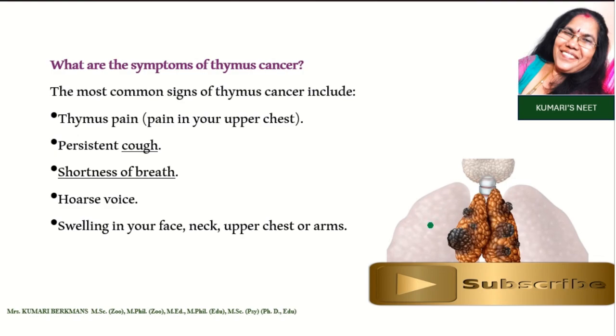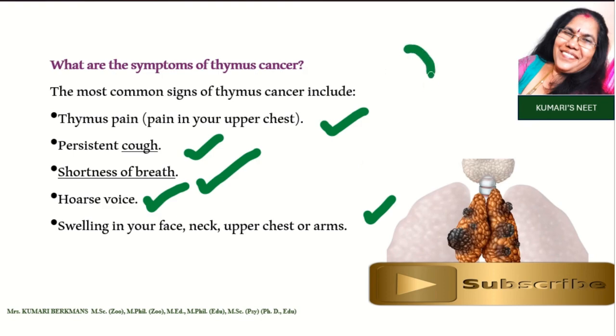And sometimes it will be affected by cancer. Now let us see what the symptoms of thymus cancer are. Pain in your upper chest, persistent cough, shortness of breath, hoarse voice, your voice becomes a little bit hoarse, swelling in your face, neck, upper chest or arms. So these are the symptoms of thymus cancer. Be careful, make a note.